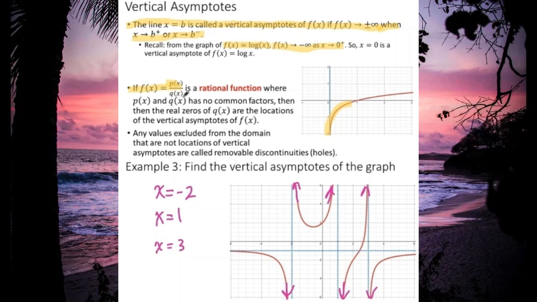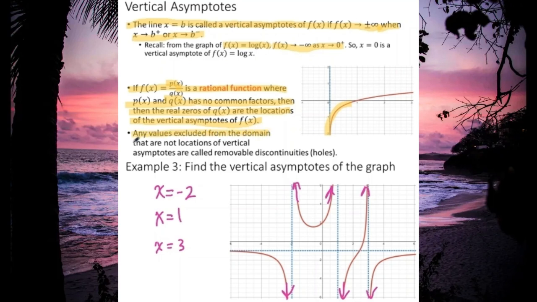Let's suppose f of x equals p of x over q of x is a rational function where p of x and q of x have no common factors. Then the real zeros of q of x are going to correspond to the locations of the vertical asymptotes of f of x. What this means is if we have a rational function, we reduce it into simplest terms by canceling out all common factors. All of the zeros of the denominator of the resulting simplified form will tell us the locations of the vertical asymptotes.